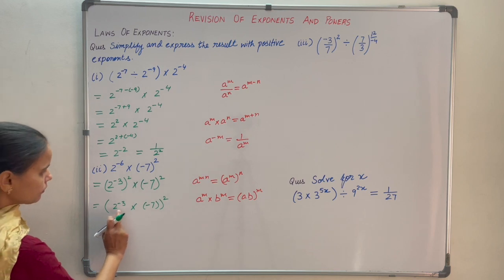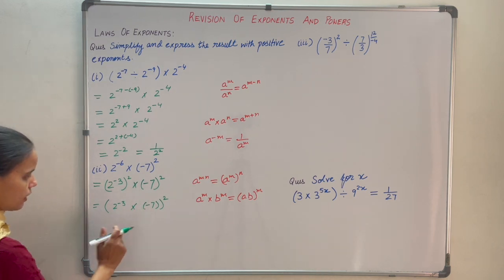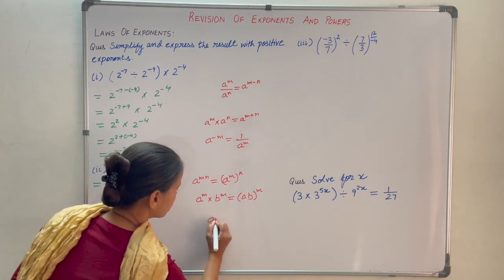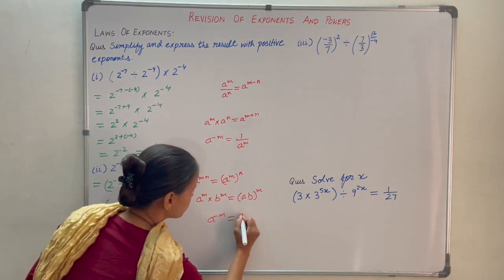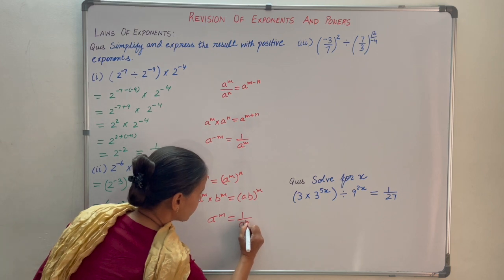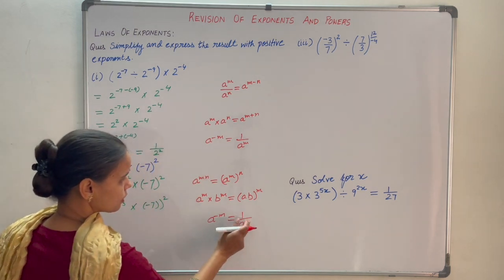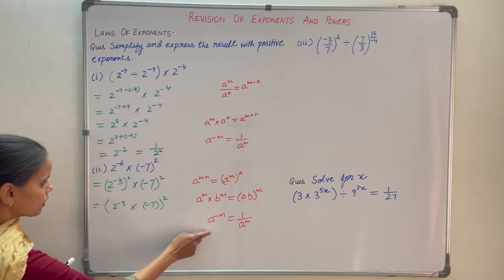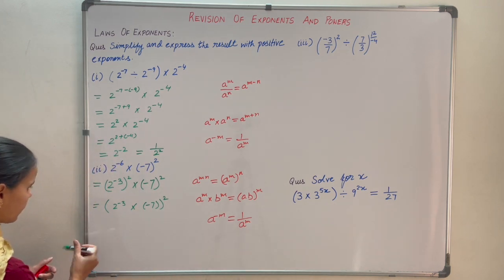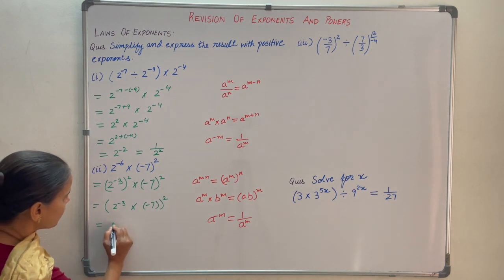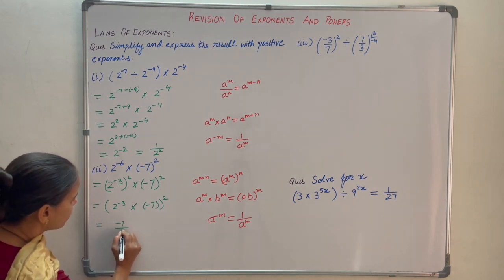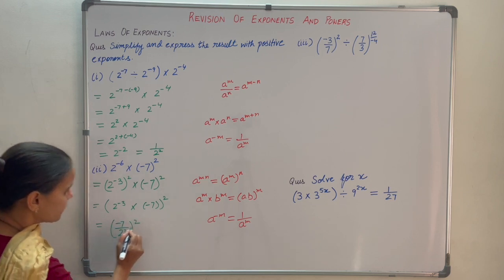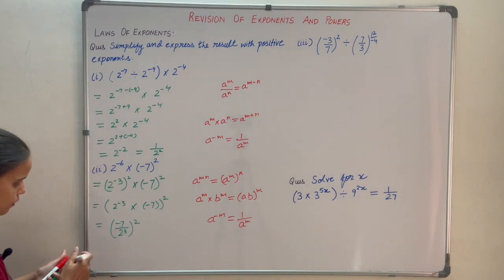Now here I am going to use another law, that is a raised to the power minus m is equal to 1 upon a raised to the power m. Taking this in denominator, this exponent becomes positive. So here I am going to use this law and simplify it further. So this is minus 7 upon 2 raised to the power 3, this is whole square. So I am going to use this law now.